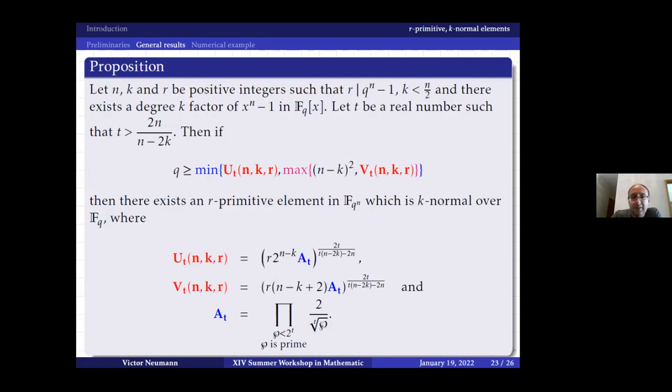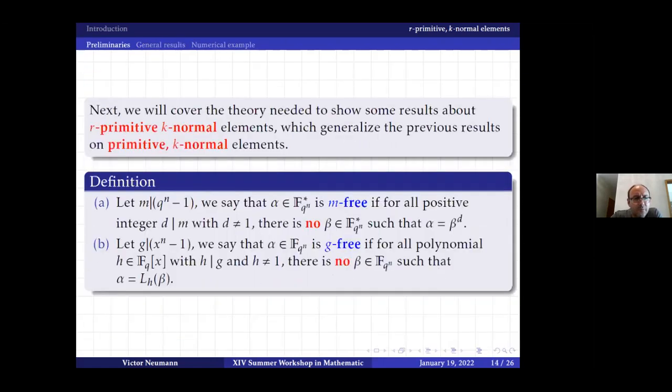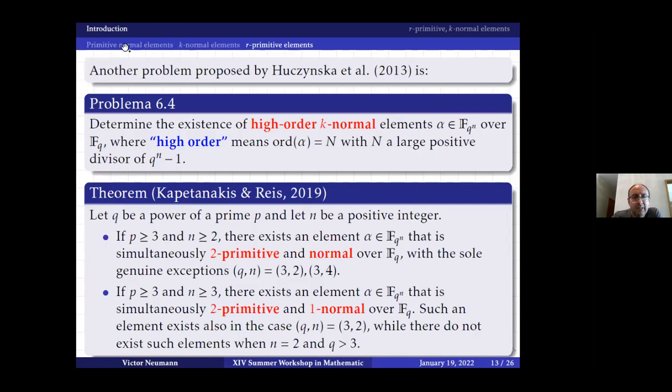In fact, when Husinska and others proposed this problem, they didn't know if it is possible to find this kind of element, because for Q sufficiently large, there always exists an R-primitive K-normal element, but R and K can be anything. So, for example, Kapetanakis and Reyes and the others began to work with very small numbers. They found some exceptions with very small numbers.